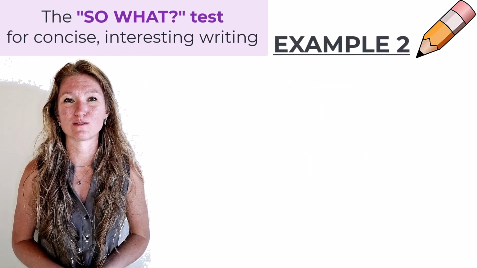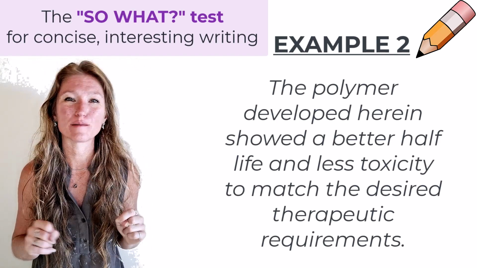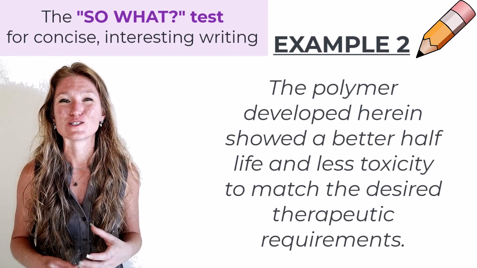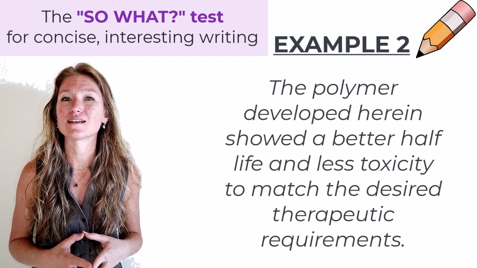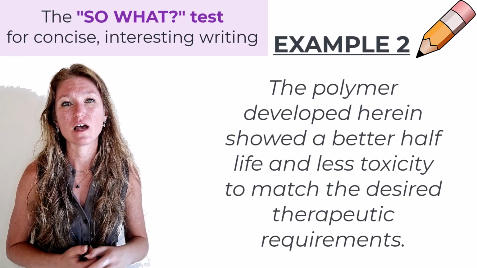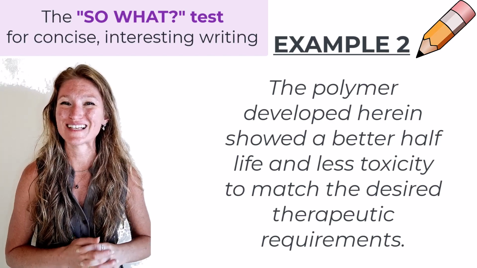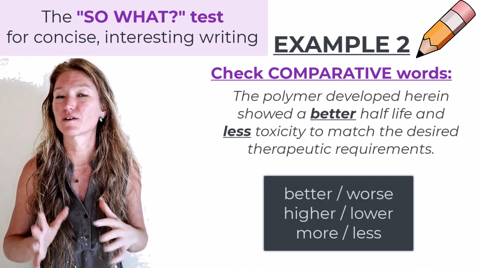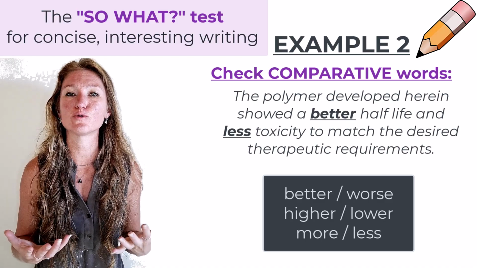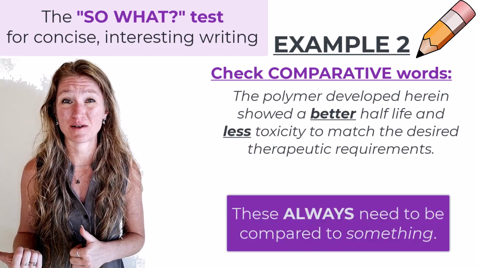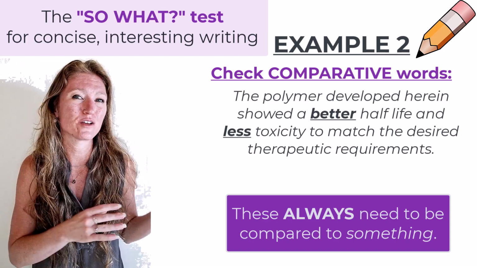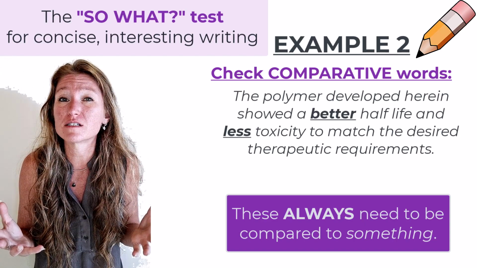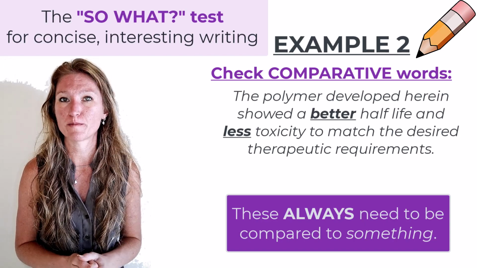Let's look at one more sentence and one more quick example. The polymer developed herein showed a better half-life and less toxicity to match the desired therapeutic requirements. So while the sentence does highlight the results of this study, it is, again, almost too vague to be of use. The first thing that I'm flagging here, and the main reason I'm using this example, is terms like better, worse, higher, lower, more, less than, whatever. Comparison terms like that always need to be compared to something. This one doesn't compare it to anything. Are these polymers better than previous polymers developed before this paper, previous polymers developed in this paper, the current polymers being used as therapeutics? Who knows? We have no comparison here.